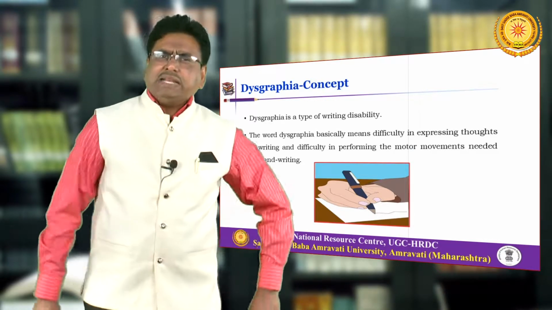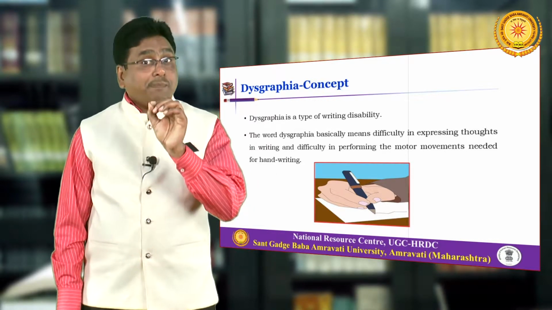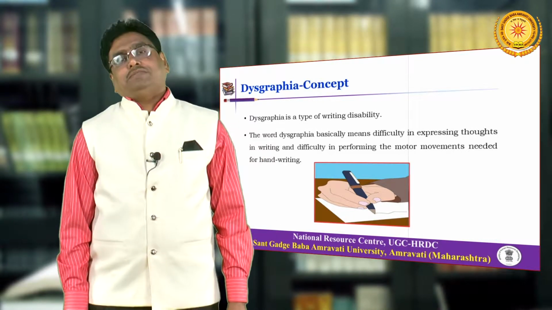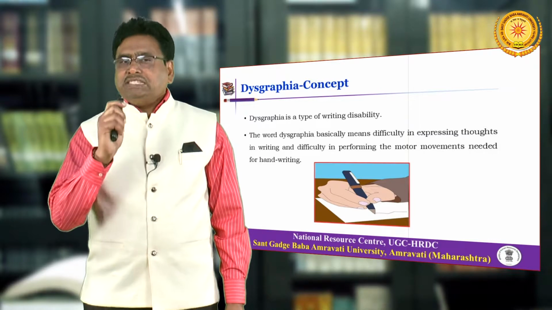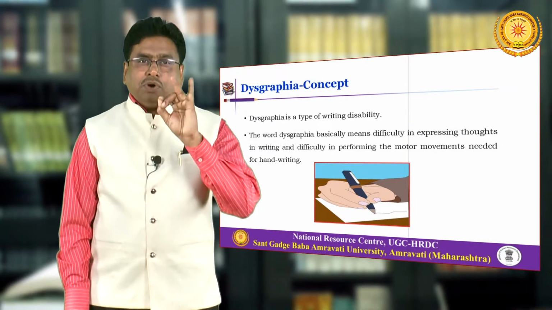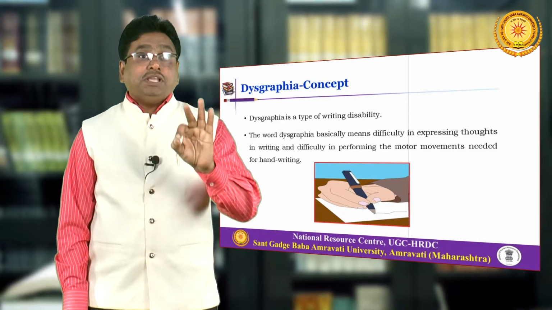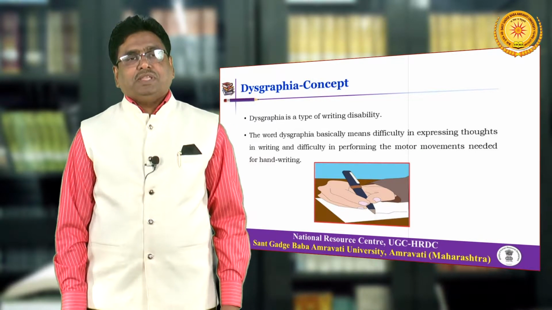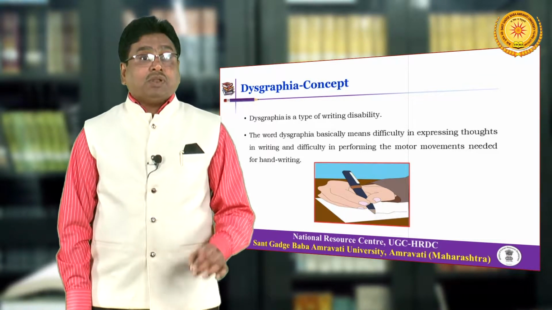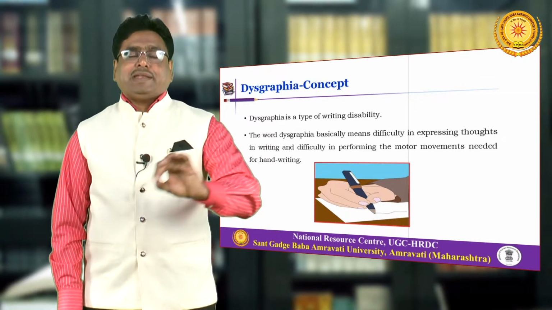Dysgraphia is a writing disability in which a student finds it hard to write within a defined space. Dysgraphia can appear as difficulties with spelling, poor handwriting, and trouble putting thoughts on paper. Dysgraphia is a deficiency in the ability to write, primarily handwriting.